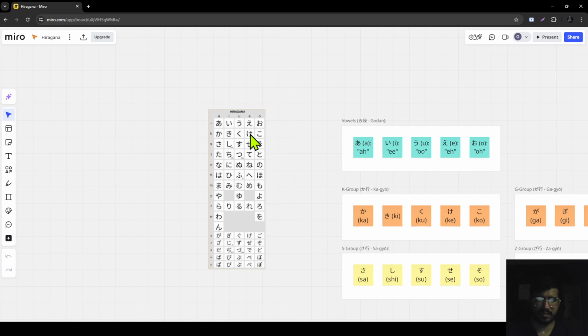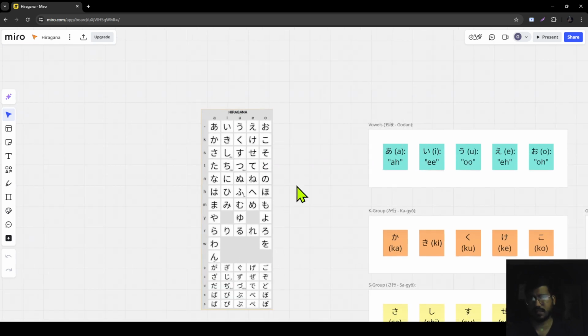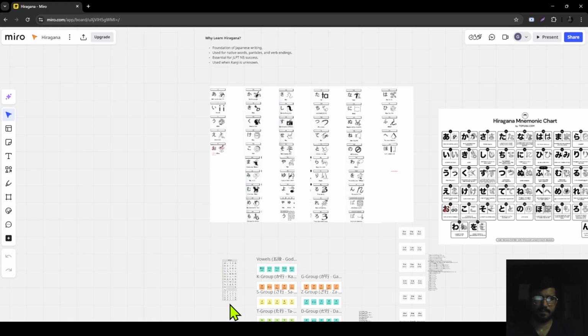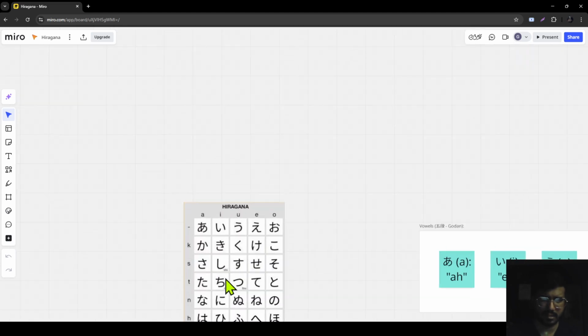So all of these characters which are present in hiragana are present over here. I'm not covering katakana in this session. Probably the next video after this one will be katakana. So okay, let's start with hiragana.